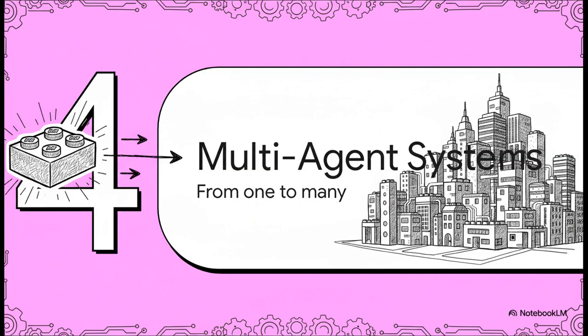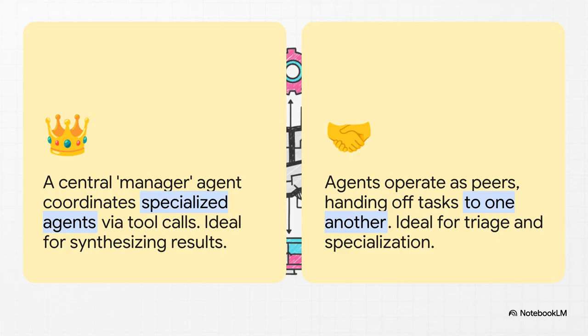So once you get the hang of these single agent patterns, you might need to scale things up. You might need a whole team of agents working together. This is where we go from building a single Lego model to constructing an entire interconnected Lego city. When you're using multiple agents, there are 2 main ways to organize them.